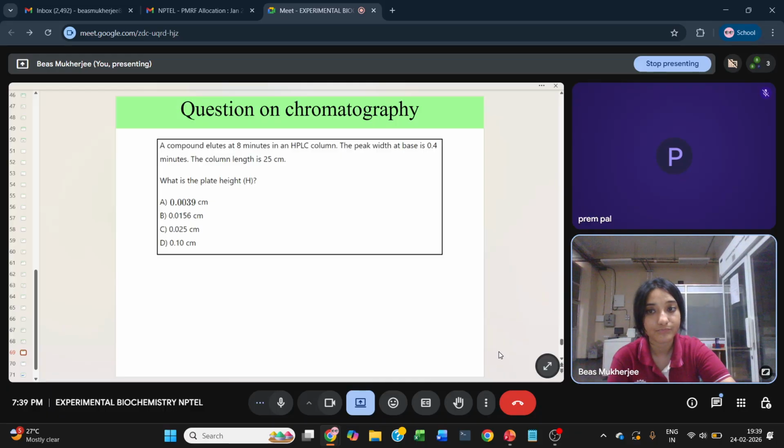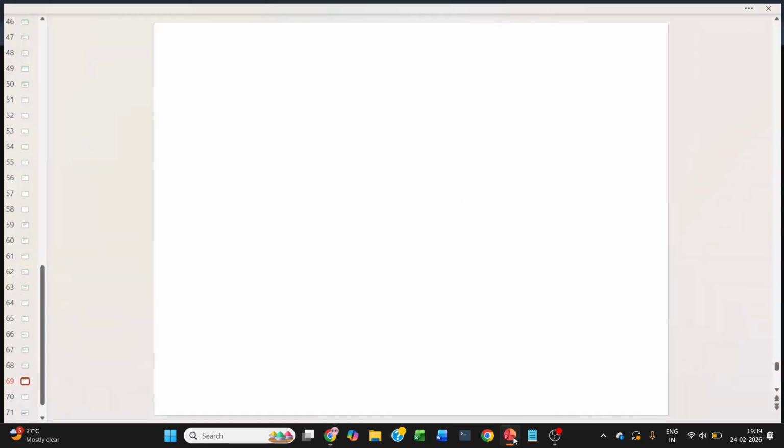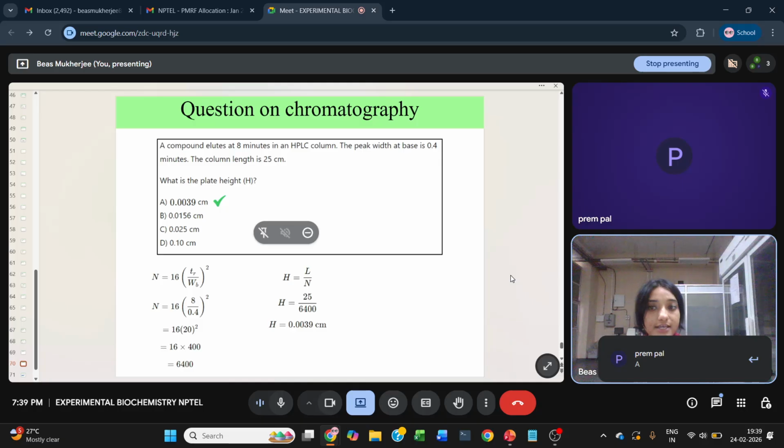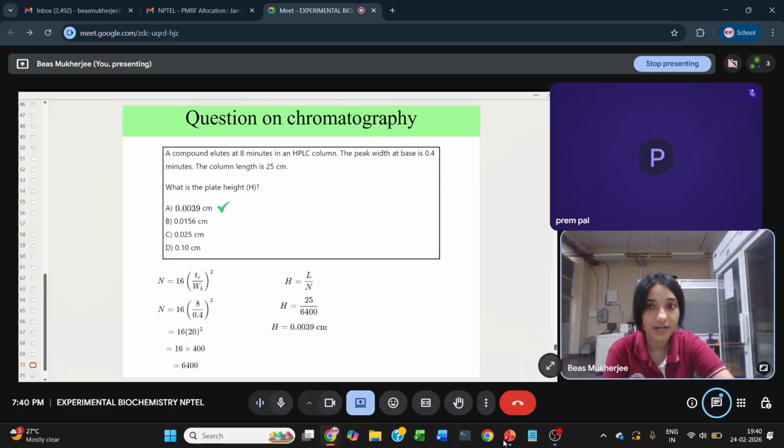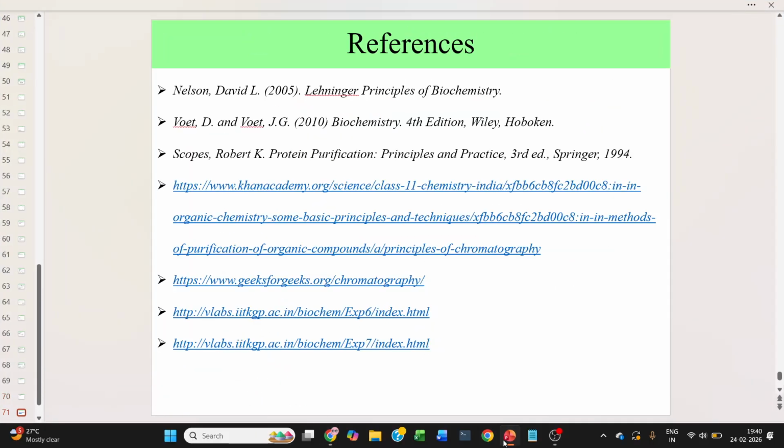Very simple. So for the number of plates, you have the formula. So you're saying that it is A. Good. Let's see. Yeah, perfect. That is A, right? So N is equal to 16 into (TR divided by WB) whole square. TR is given as 8 and WB is given as 0.4, and you do the whole square, and then you get 6400, and then you calculate H from there, and the right answer is 0.0039 centimeter. Okay, so that is all for today. If there are any doubts, we can discuss them in the next class.